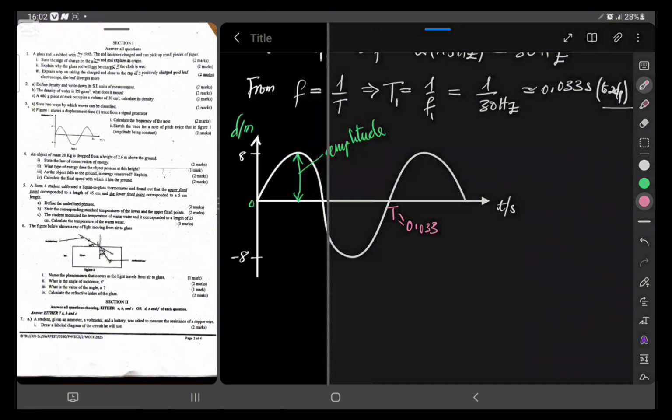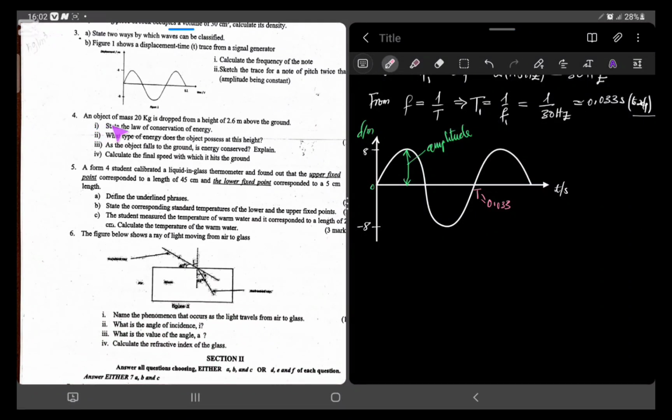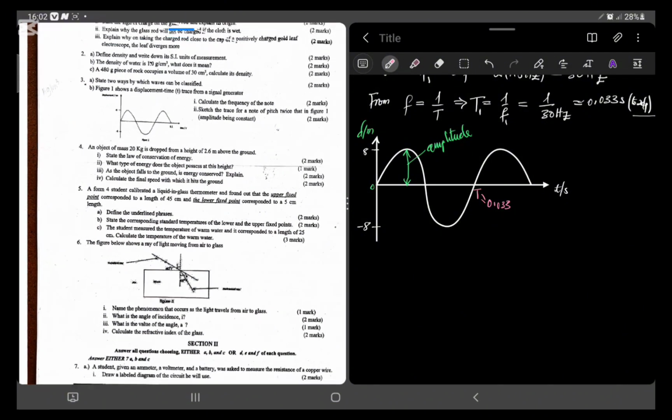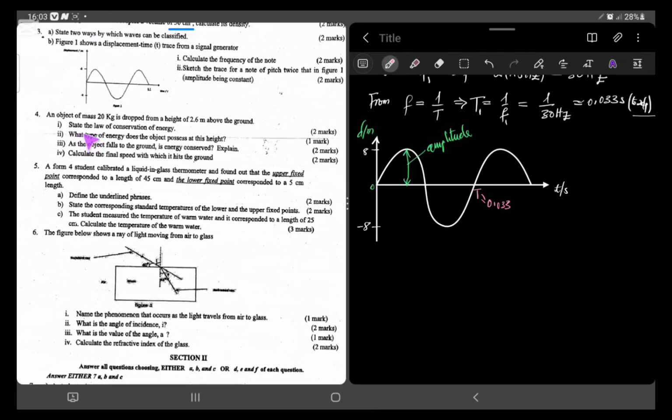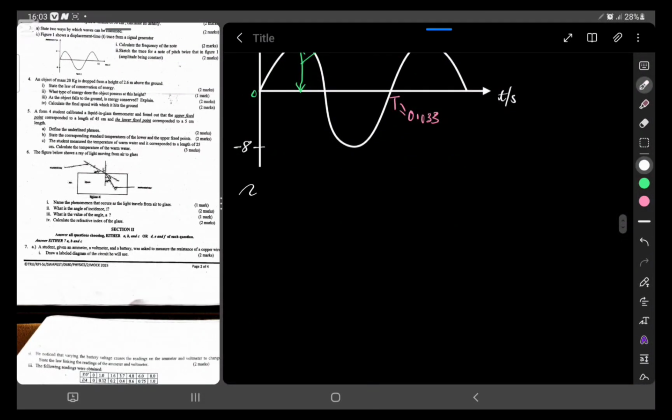Now, the next question, 4. It reads, an object of mass 20 kilograms is dropped from a height of 2.6 meters above the ground. Roman 1, state the law of conservation of energy. That's for 2 marks. Roman 2, what type of energy does the object possess at this height? For 1 mark. Roman 3, as the object falls to the ground, is its energy conserved? You should explain. And Roman 4, calculate the final speed with which it hits the ground. Okay, so that is question 4.